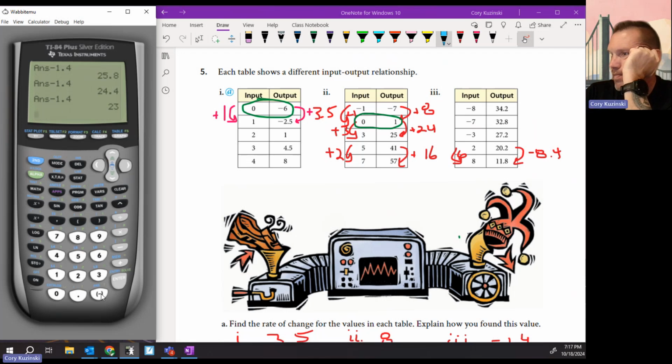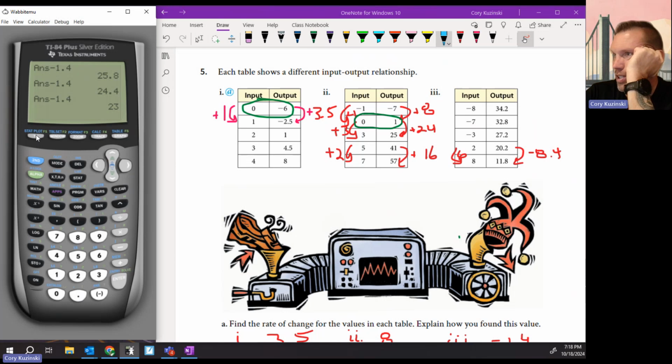What did we mess up? -8.4 divided by 6 is -1.4. Check my recursive rule, 34.2 minus 1.4, that gives me -7. -6, -5, -4, -3, -2, -1, and 0.